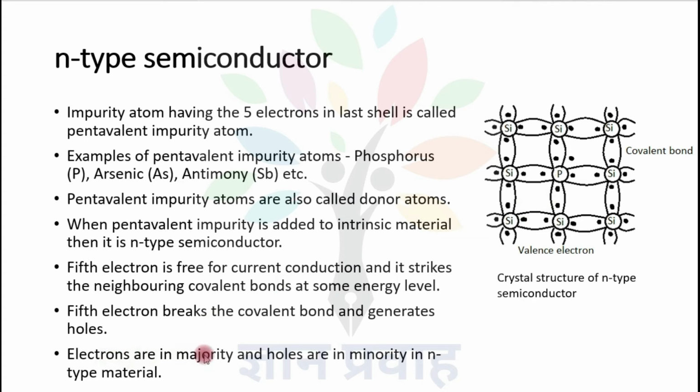So electrons are in majority and holes are in minority in N-type material. Holes are the vacant positions of electrons. When an electron moves from one place to another, the vacant position is called a hole. Holes are the positive charge carriers and electrons are the negative charge carriers.